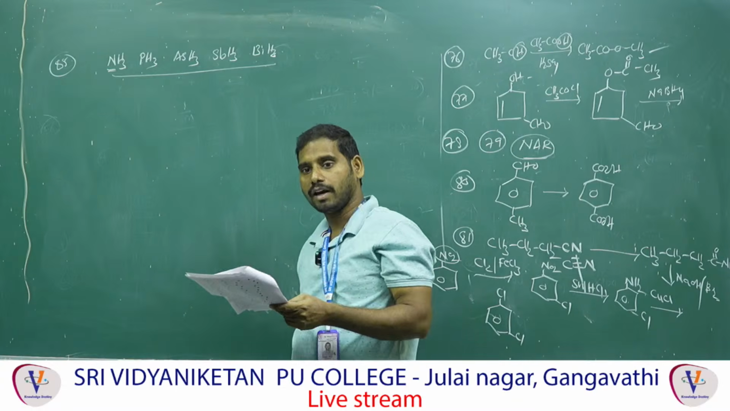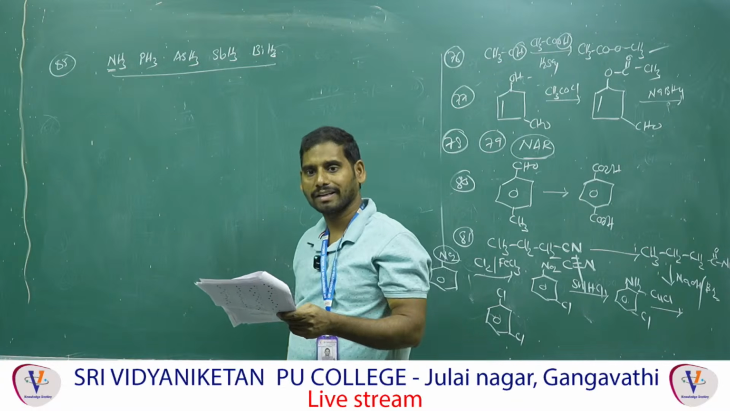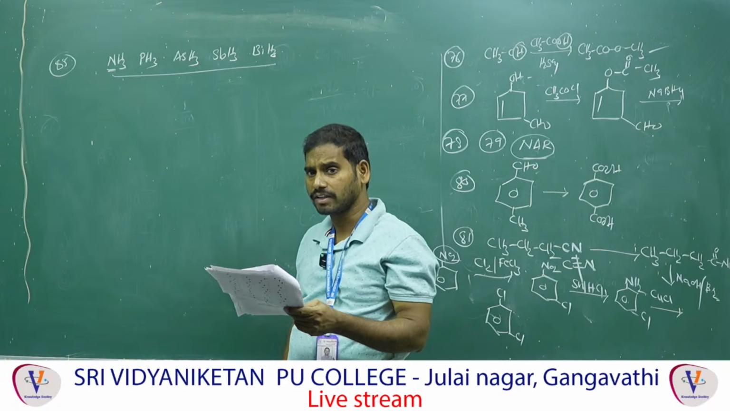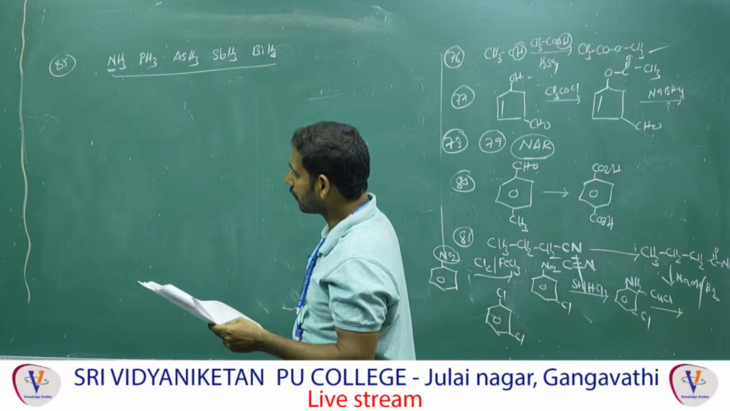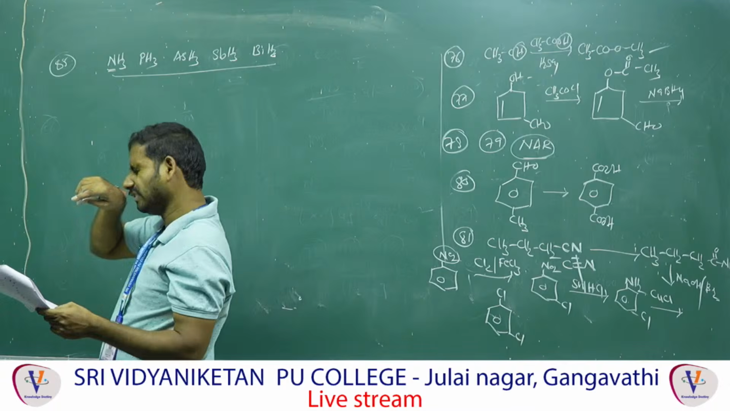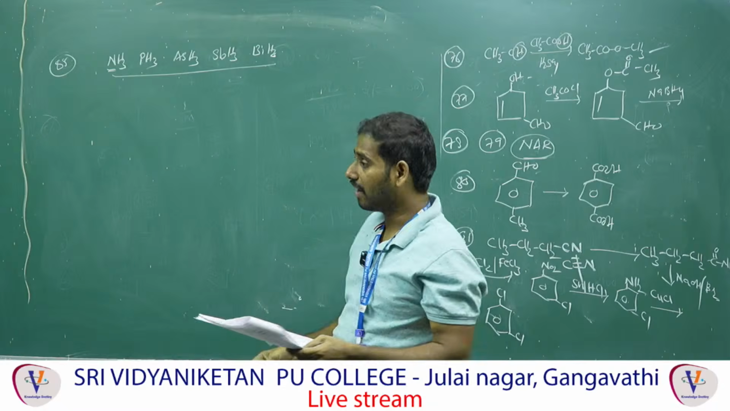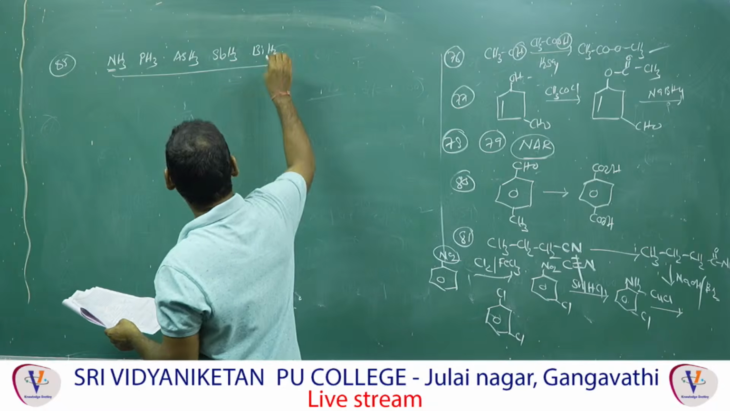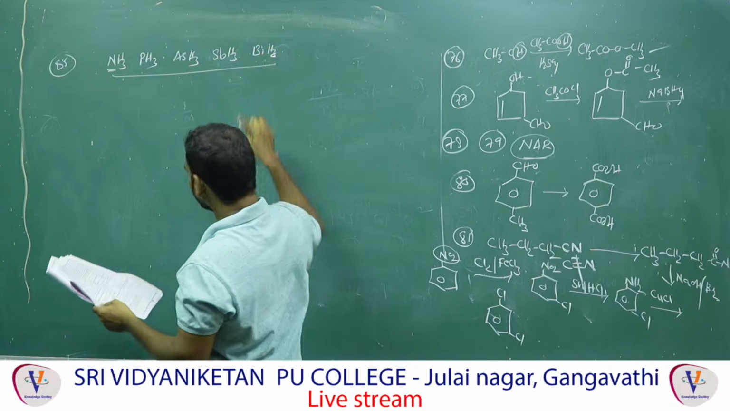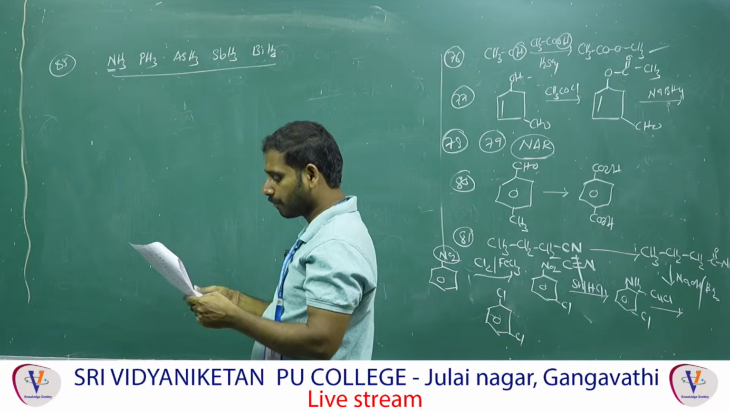Reducing nature means gain of electron. Otherwise, gain of electron is also called reducing nature. Reducing means gain of electron, not loss of electron. Where will it gain electrons? Very easy, here. So reducing nature increases from top to bottom because size increases.